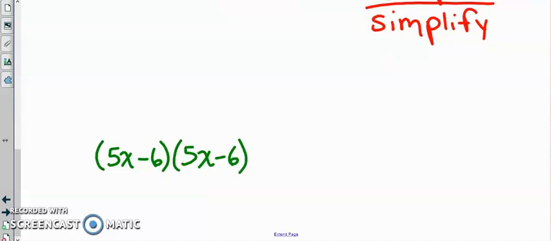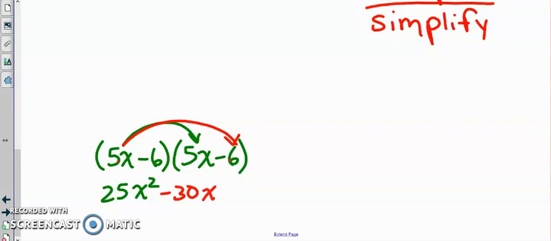All right, so here, reducing FOIL. So first, it's 5 times 5, which is 25. x times x, which is x squared. We have our outside, which is 5x and negative 6. So 5 times negative 6 is negative 30x. All right. Then we have negative 6 times 5x. So negative 6 times 5 is negative 30x. And then we have negative 6 times negative 6, which is a positive 36.